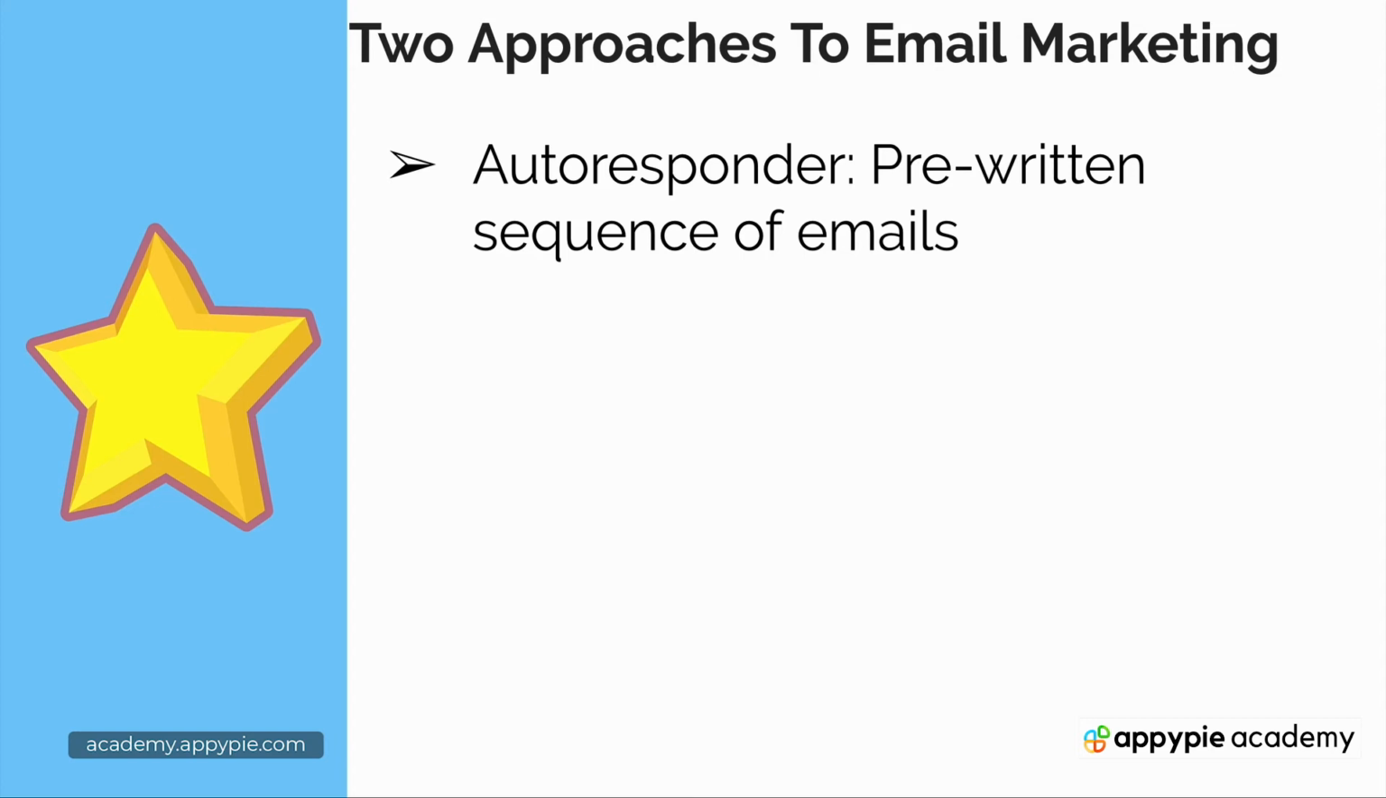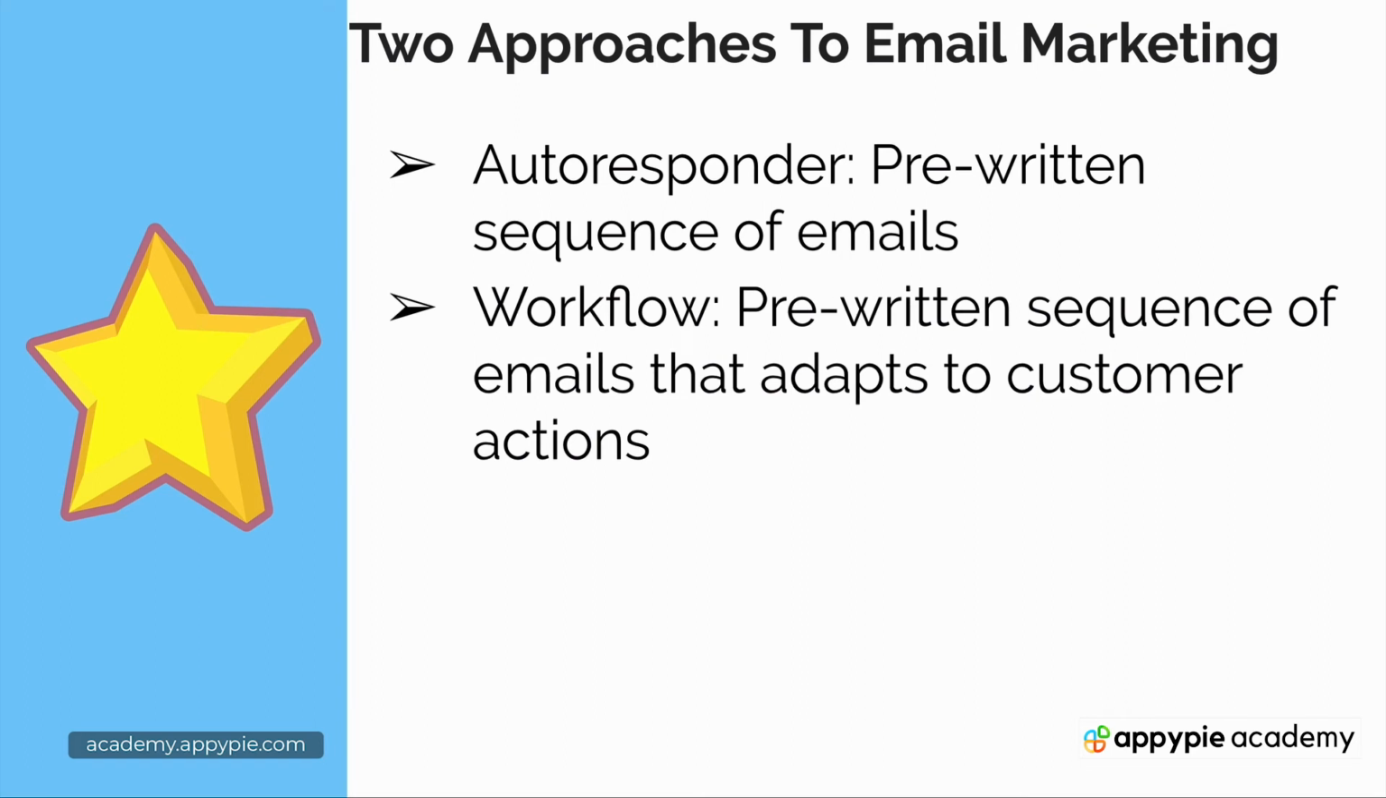A step up in intelligence and also more technically challenging is creating a workflow email. This is also a pre-written sequence of emails, but this sequence of emails adapts to the actions of customers. For example, let's say they clicked some link, they visited some website, then the workflow knows that the next email has to be sent according to what the customer did. It's not just blindly going to send things. You're going to set what the reaction would be.